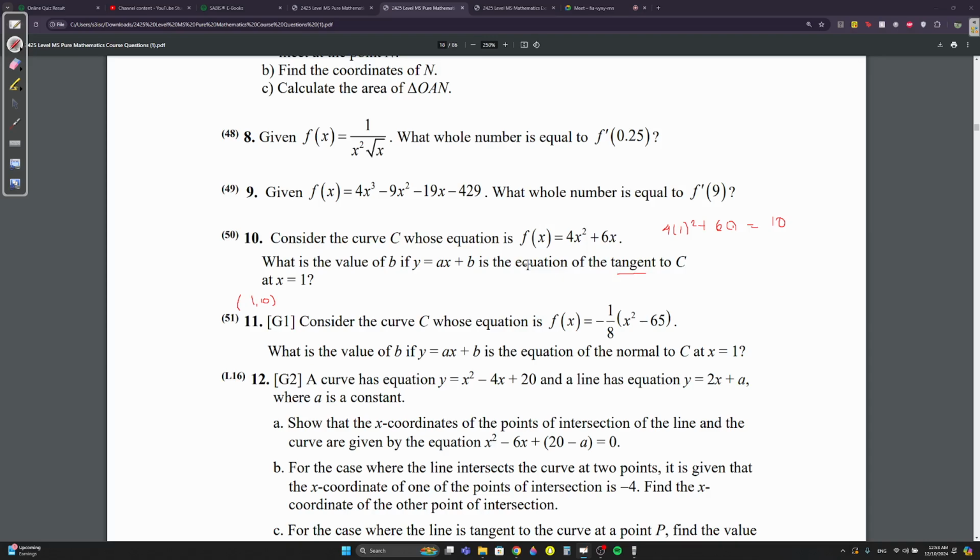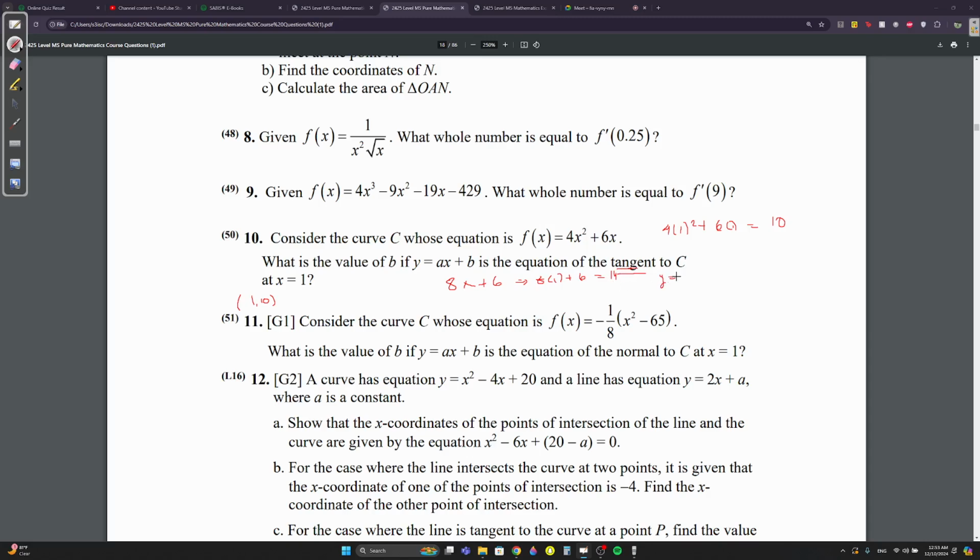So we want the equation of the tangent. What we need to do is derive and plug in x equals 1, so we find our slope. 2 times 4 is 8x, 6 times 1 is 6. 8x plus 6. We need to plug in x equals 1, right? So it's going to be 8 times 1 plus 6, which is 14. So the slope is 14 at that point. Since they want the tangent, we just keep it 14.